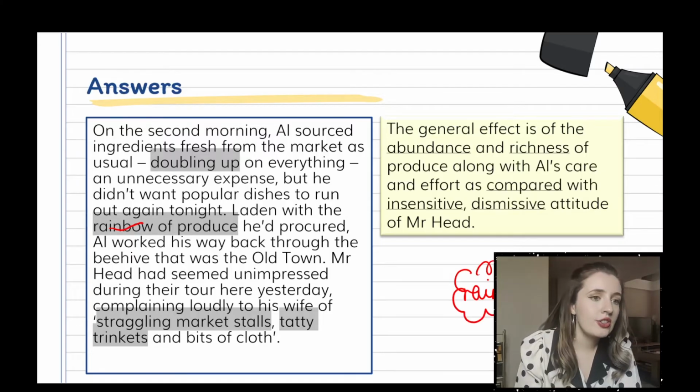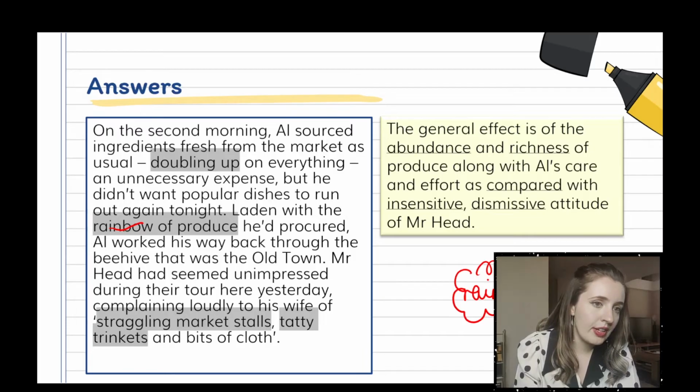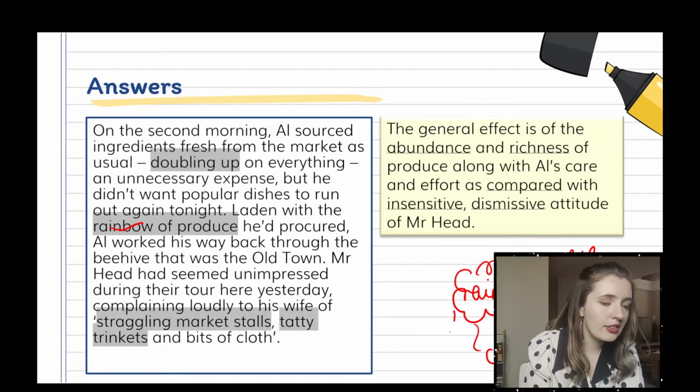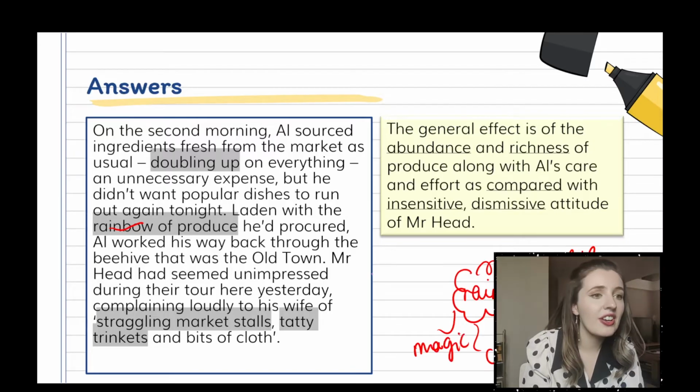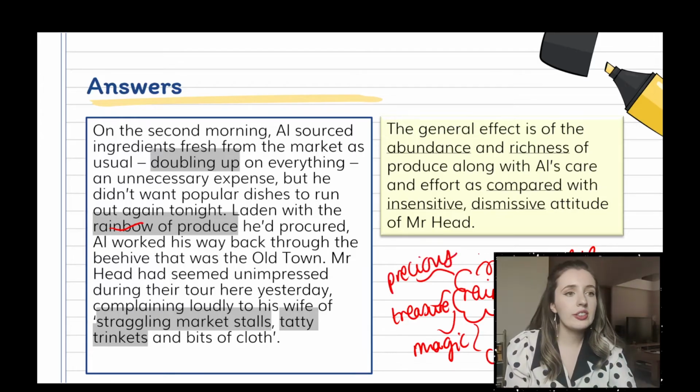So what connotations does the word rainbow have? Well, for sure, nature, beauty, rare, you don't see them very often, right? Colourful, maybe magical, because you have that association, don't you, with a pot of gold underneath the rainbow, so something to be treasured. Precious. So those would be the connotations that I would pick out.